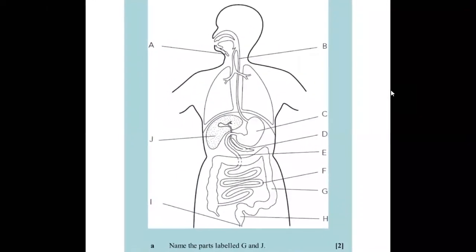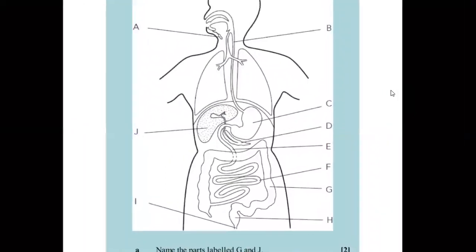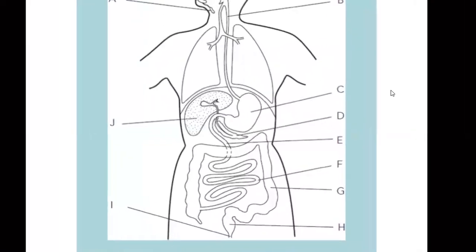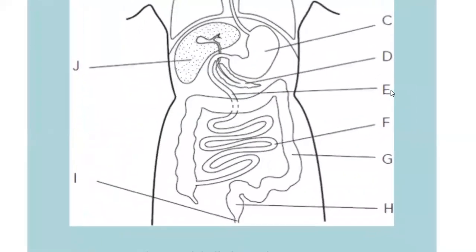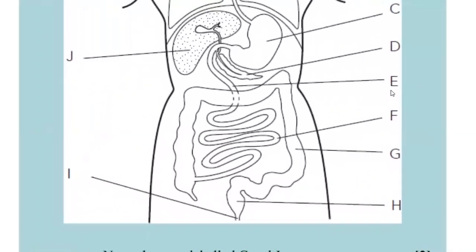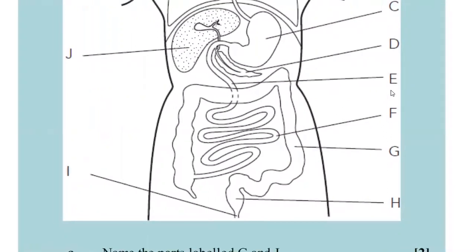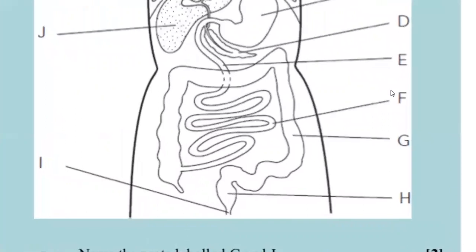A is the salivary gland, miss, I think. Correct. What's B? The esophagus. Okay, what's C? The stomach. J. The liver. D. Pancreas. E. E is the duodenum.